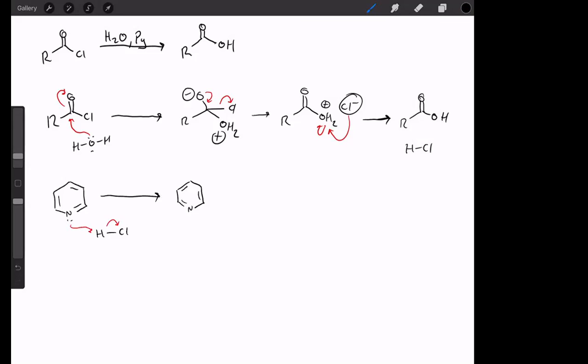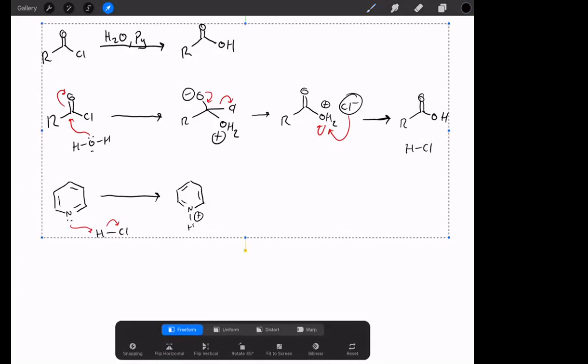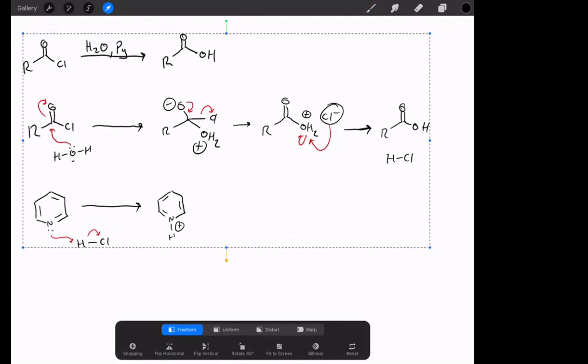pyridine in its acidic form is also aromatic. They're both aromatic, and that was what made pyridine a particularly interesting base.